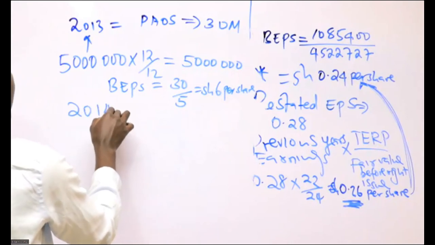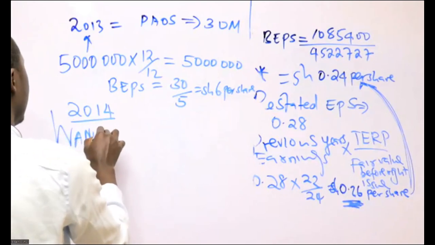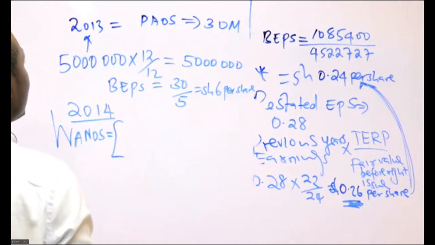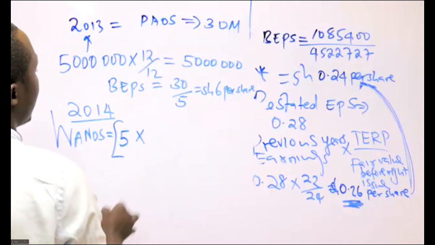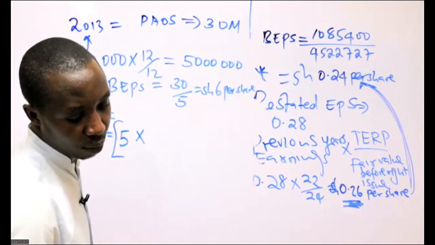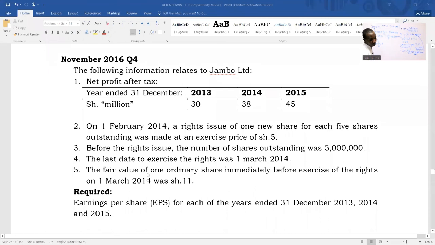2014 is when the rights issue took place. So I have to get the theoretical ex-rights price, the TERP. The number of ordinary shares before the rights issue, 5 million, is multiplied by the fair value before the rights issue, so the fair value would be higher. Note 5 says the fair value of 100 shares immediately before exercise of the rights on 1st March 2014 was 11. But what is the price at which they were exercising the rights?